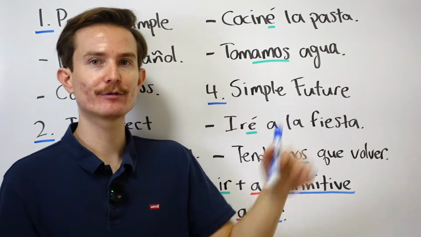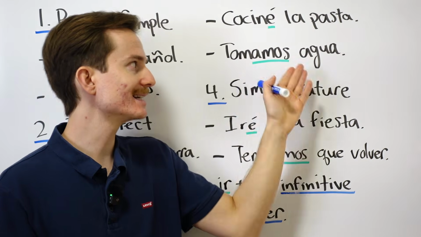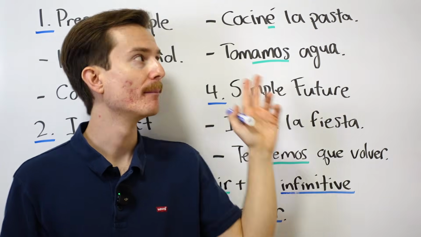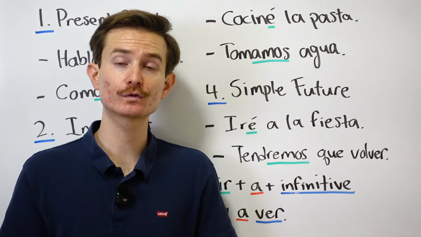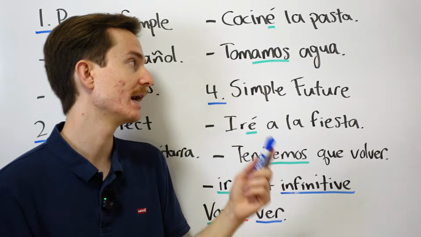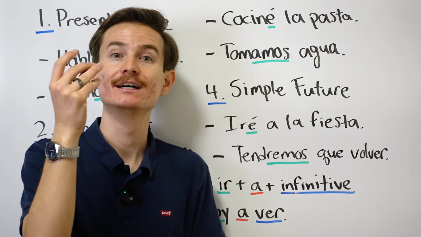So how do we know the difference? Context clues. In this case, we don't have any extra context clues, so you might think that that just means we drink, okay? But here, what I'm trying to show you is that in the nosotros form, the conjugation is the same in the preterite and the present simple, okay? So, tomamos agua. We drank water.